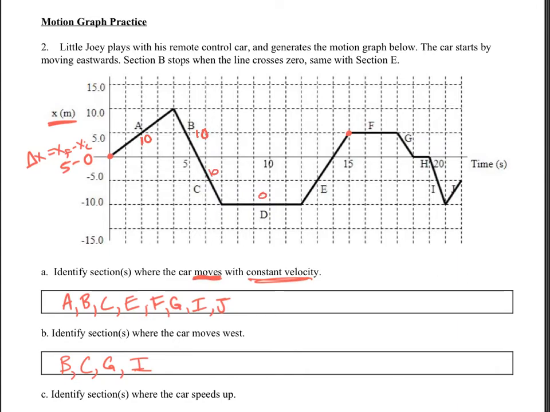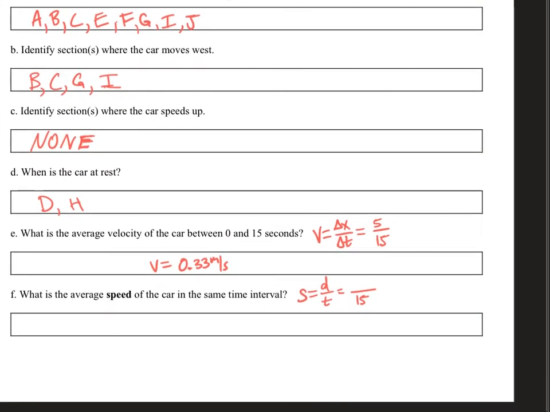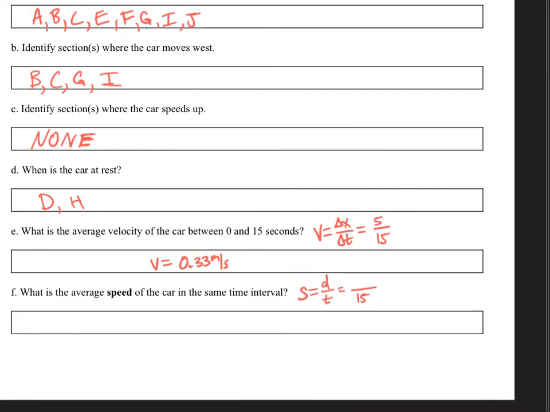Section D doesn't move at all. That's 0. Section E, well, it actually looks like Section E goes all the way across 0. That's my mistake. Section E goes from negative 10 to 5, which is 15 meters, and that's where I stop because now I'm at 15 seconds. So 10 plus 10 plus 10 plus 15 gives me a distance of 45 meters. 45 divided by 15 gives me a speed of 3 meters per second.